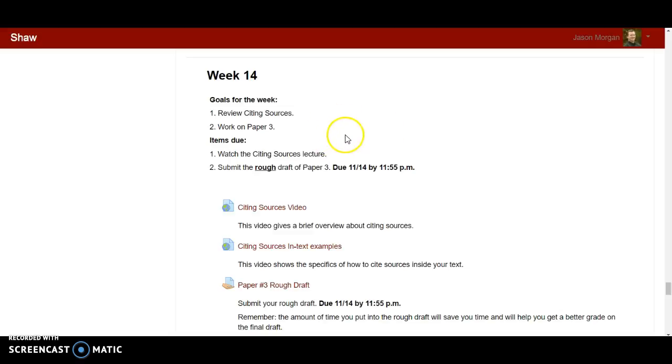Let's talk about what's going on for this week. So, we're in the middle of working on paper number 3, which is also known as writing project number 3. And what we're doing this week is to review citing sources. Yay, exciting! And you also are going to continue working on paper 3.